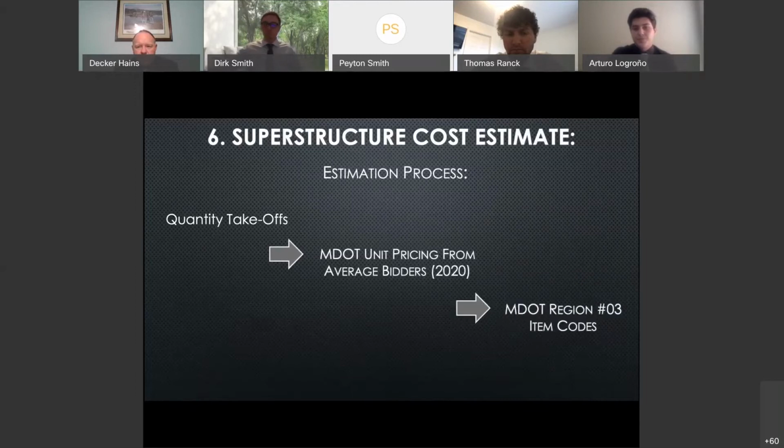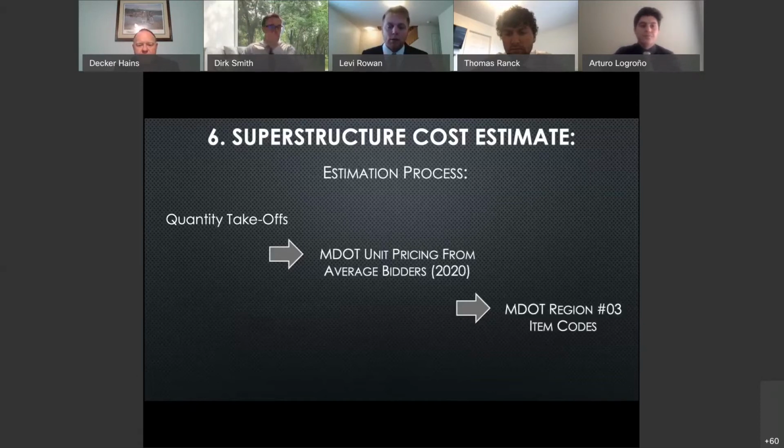The estimation process started with quantity takeoffs, which only involved the superstructure element of the bridge. Once quantities were established, MDOT unit pricing was retrieved by taking the average pricing from 2020 bidders. We also used MDOT Region Number 3 cost codes to enhance accuracy.